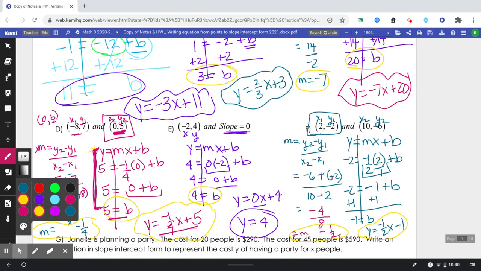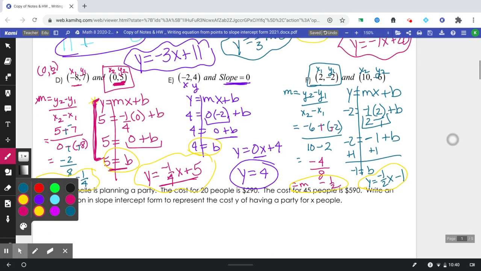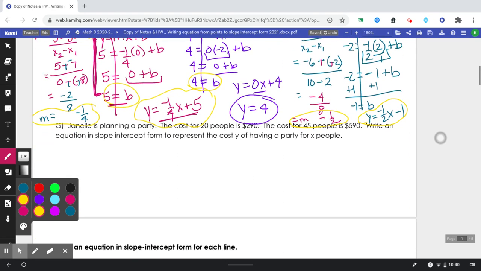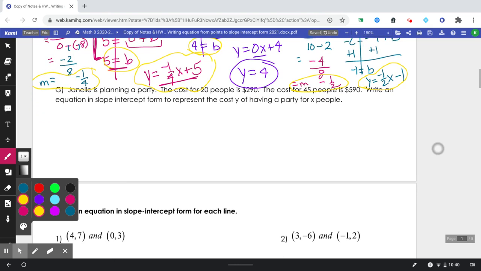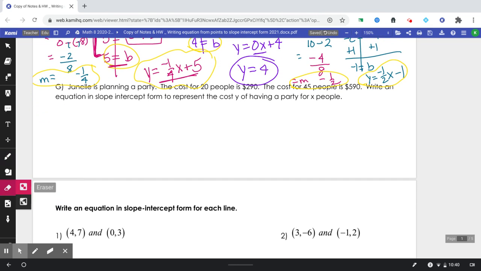All right, I hope you guys did really well in those last two. Okay, last example for the notes, and this is a word problem. Okay, I'm just going to delete my yellow circles so we can read it.